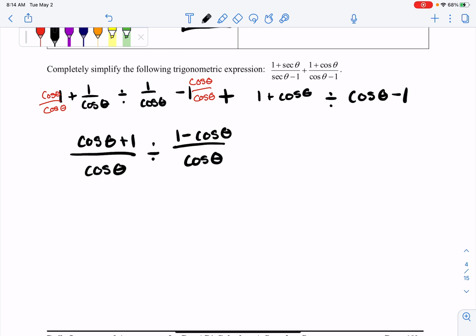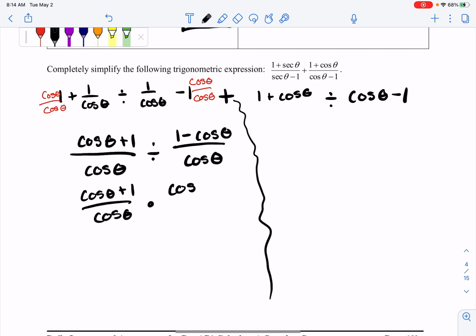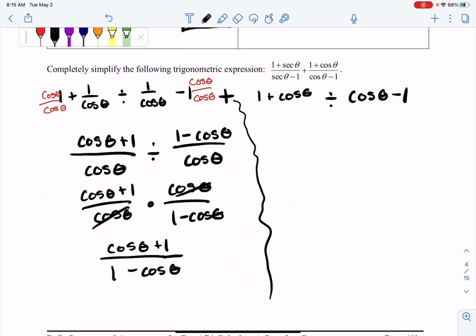Okay, again, we're just focusing on the left-hand side here. The right-hand side is still to be dealt with over there. So we're going to invert and multiply. Cosine theta plus 1 over cosine theta times cosine theta over 1 minus cosine theta. Cosines cancel out, and we get cosine theta plus 1 over 1 minus cosine theta. Those are not the same, so we cannot cancel those things out. All right, so now let's deal with the right-hand side, because then we're going to have to add them together and do all of that.